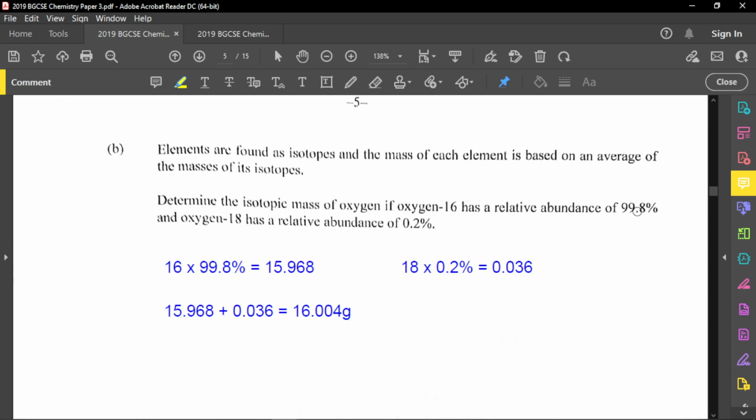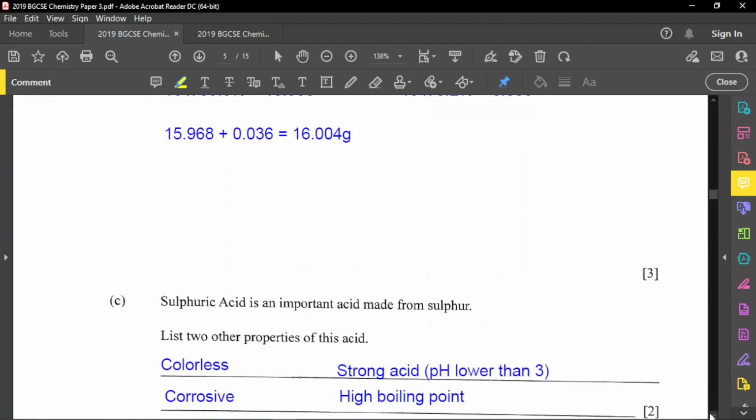So you're going to say 16 multiplied by 99.8, and so you get 15.968. And you can do the same thing for the other oxygen, which is 18 times 0.2. You get a total here of 0.036. So when you add both of them together, the 15.968 plus the 0.036, what you get there is 16.004 grams. So that will be the isotopic mass of oxygen. All right, let's go to the next part.